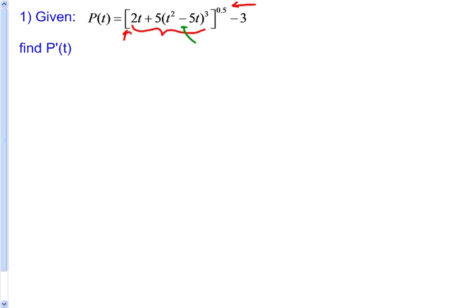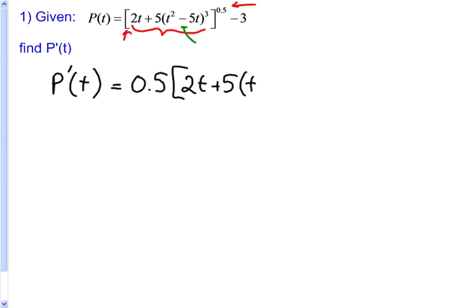So following the chain rule, we just start on the outside and we work our way in. So we're going to have p primed at t here. We are going to bring down the 0.5. Keep everything in those square brackets exactly the same. So t squared minus 5t cubed. And we subtract 1 from our exponent, so we get negative 0.5. And subtract, and then we have to do the derivative of 3, which is just 0, so we're left with that.